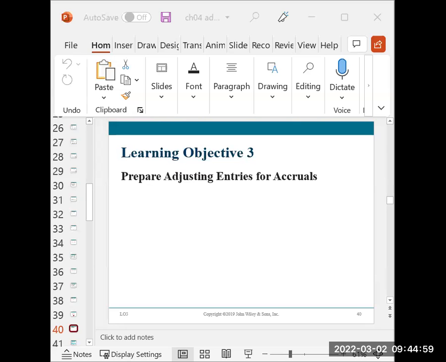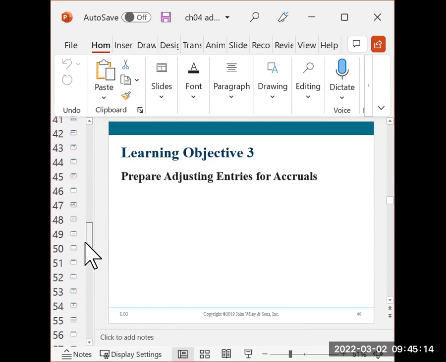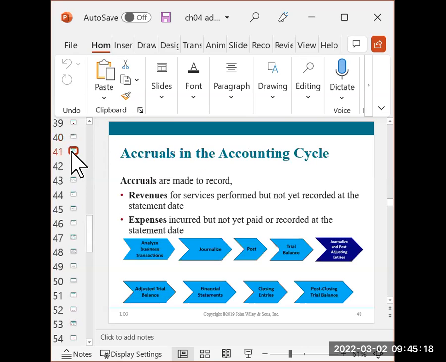So we are now going to talk about adjusting entries, which are accruals. The last thing that we talked about were deferrals. So now we're going to talk about accruals, and some of the things that are here will look familiar because you did them before and you didn't even realize they could be a form of an adjusting entry. So we are still at this point right here, the fifth step, where we are journalizing and posting the adjusting entries.